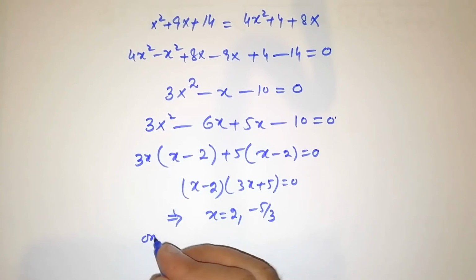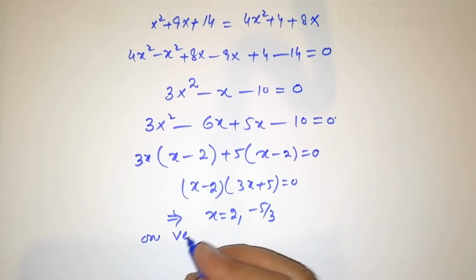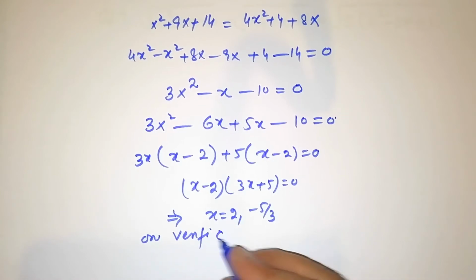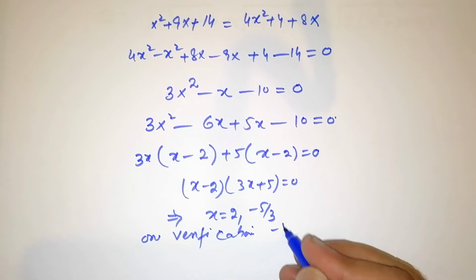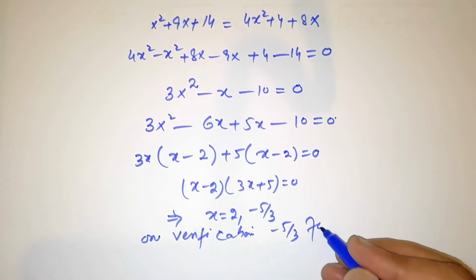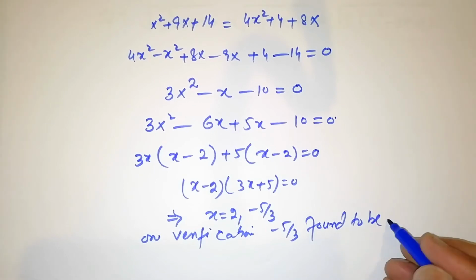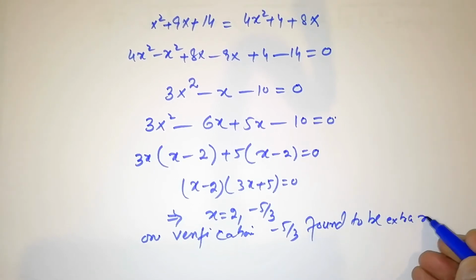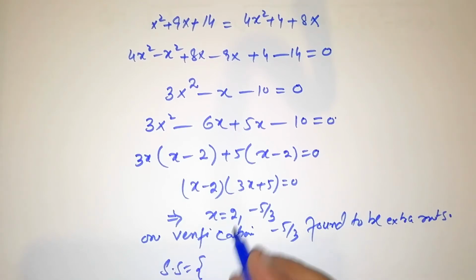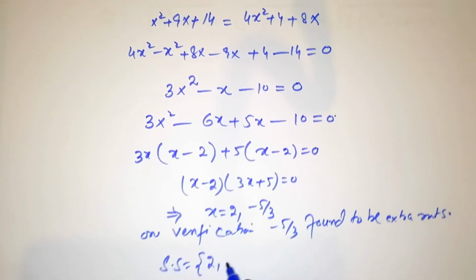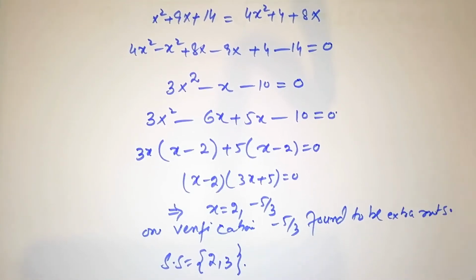Here on verification, −5/3 is found to be an extra root. So the solution set is {2}, and the root that came before this was 3.